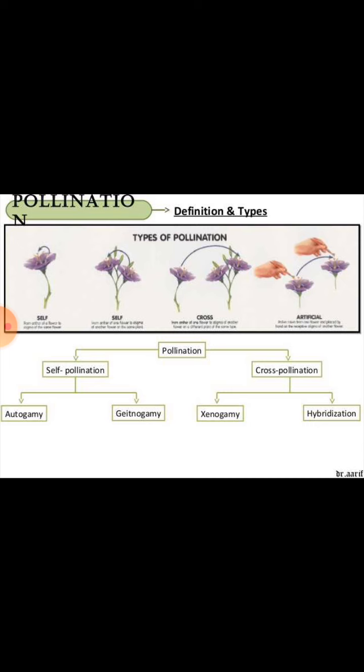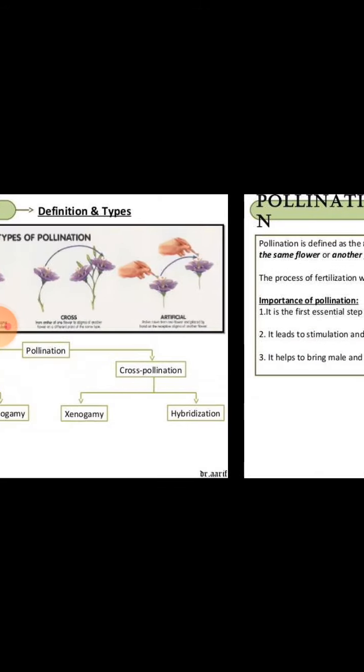So another one is called xenogamy. What is xenogamy? Xeno means another or different, genetically different. It is when a pollen is deposited on another flower of a different plant of the same species. This is known as xenogamy. So what are the contrivances of xenogamy?